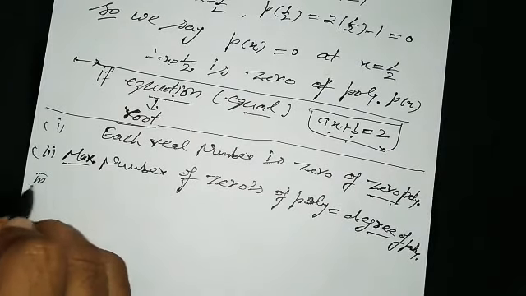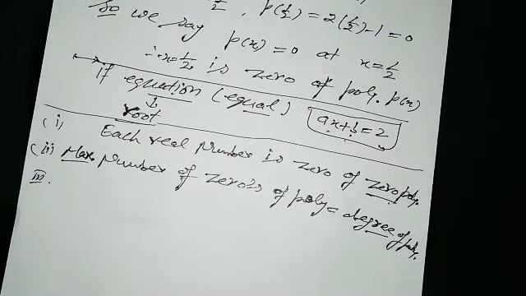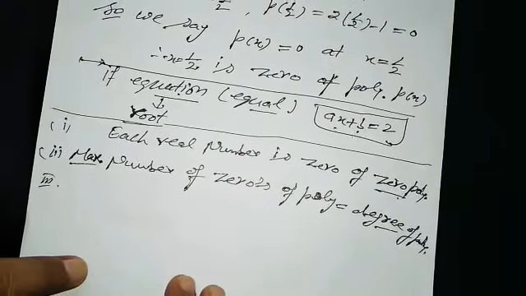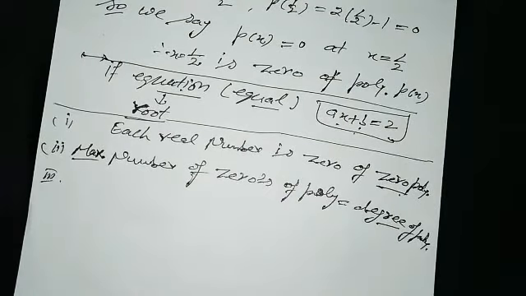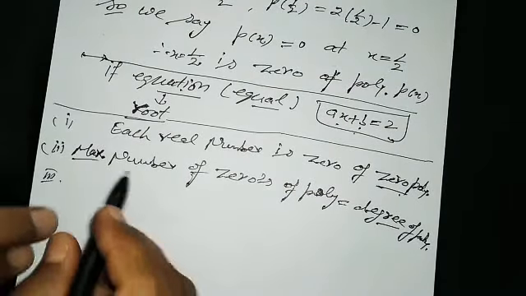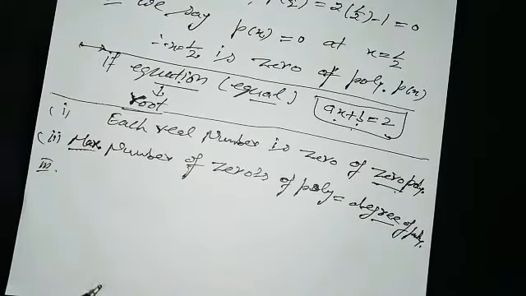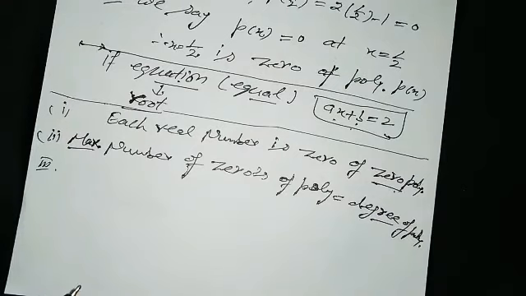Third point: a zero of a polynomial need not be 0. Okay, very simple.